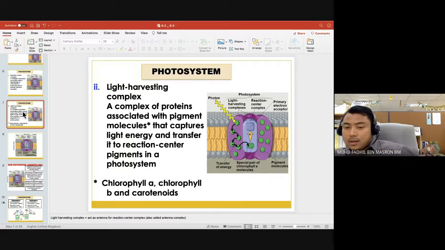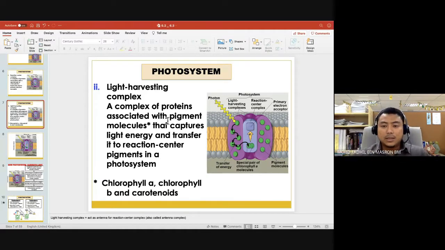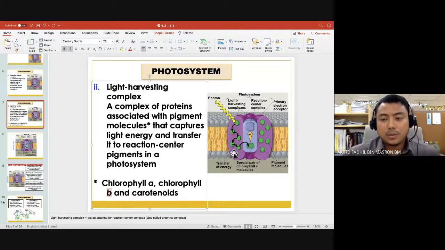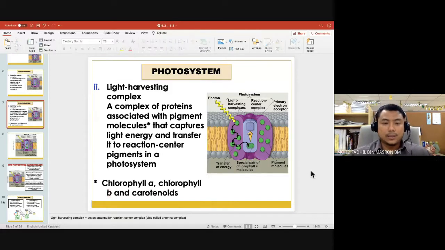Apa tu light harvesting complex? So light harvesting complex ni is this purple or magenta color over here. A complex of proteins associated with pigment molecules. So pigment molecules tu chlorophyll A, saya italickan dulu. Chlorophyll A, chlorophyll B, and carotenoids semuanya ada di sini. Yang warna hijau-hijau ni, itulah chlorophyll, sama ada chlorophyll A, chlorophyll B ataupun carotenoids. Warna-warna chlorophyll ni nanti berbeza-beza sebenarnya, tapi semuanya akan warna hijau.